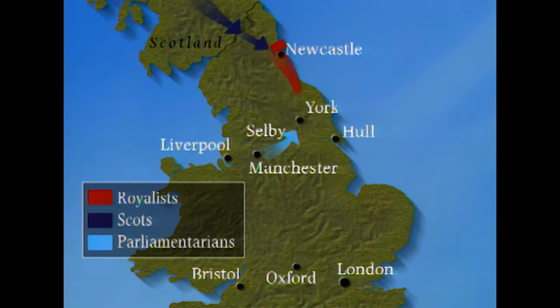Hearing the news that Fairfax was again in action, Newcastle rushed southwards to secure York. The Scots army left a token force to blockade the remaining northern royalists in Newcastle upon Tyne and moved south to join Fairfax against the Marquis of Newcastle. Meanwhile, the Earl of Manchester brought the Eastern Association army up from Lincolnshire to tighten the net. Newcastle was therefore trapped with his forces in York by three allied armies.